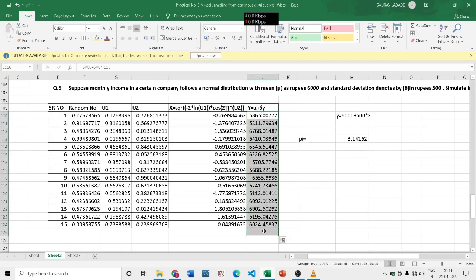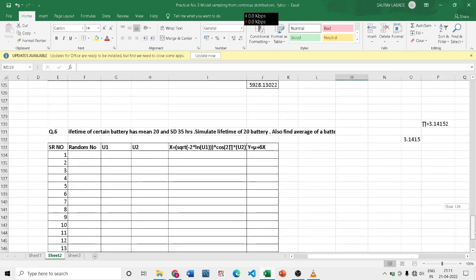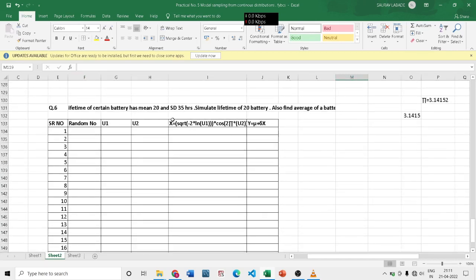So yes, it is 5,928. Okay, which is approximately equal to 6,000. So we can consider that mean. Okay, right. So this is how we generate the random samples of the normal distribution. Okay, again I am giving this example to you guys. Now you can solve this example.